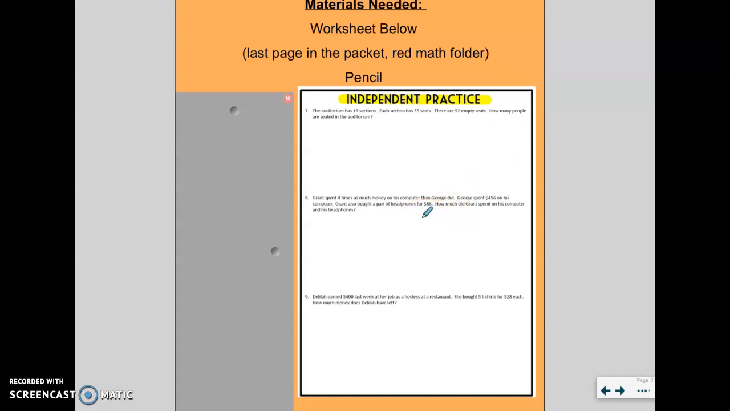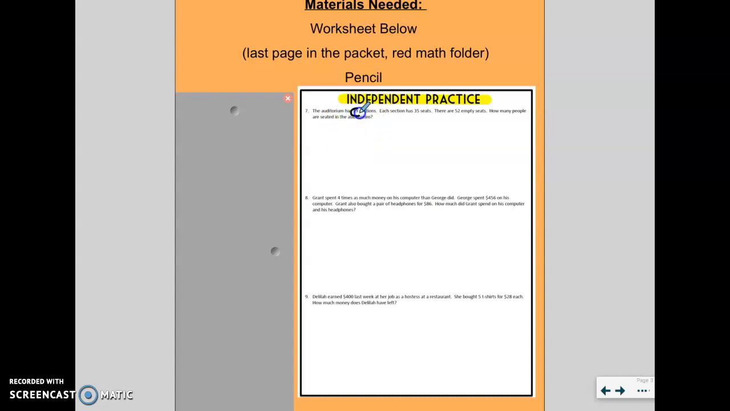So the first thing we're going to do is you're going to end up doing the work independently, but what I would like to do is get the plan ready for you. What operations are you going to use? So get your pencil ready. Let's read the first problem. The auditorium has 19 sections.